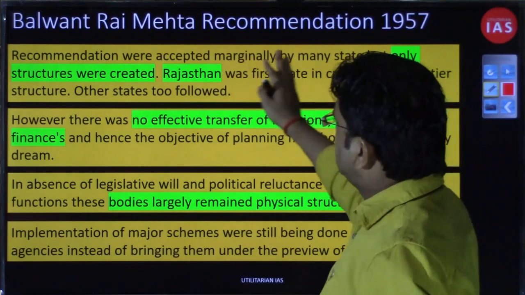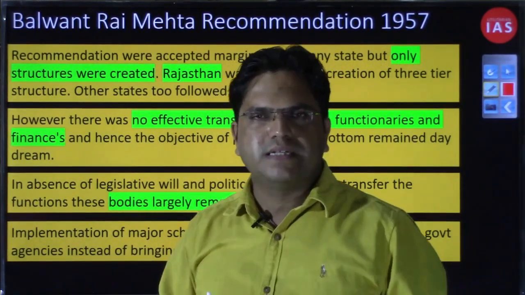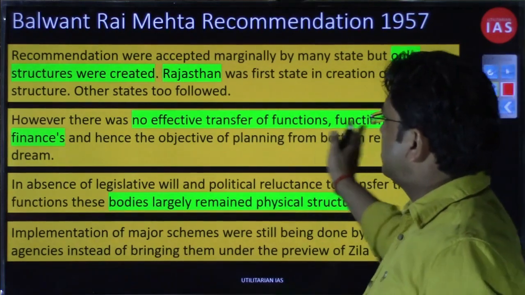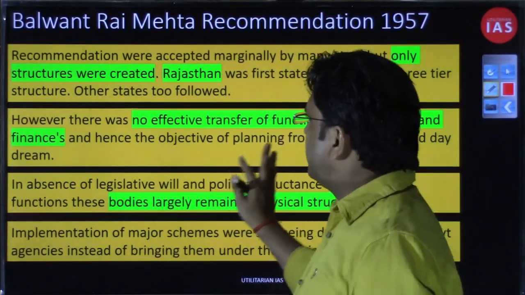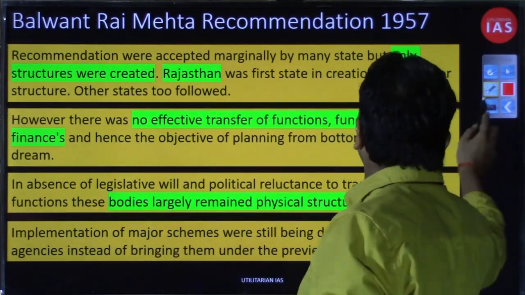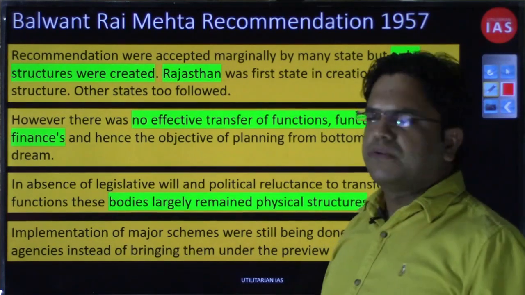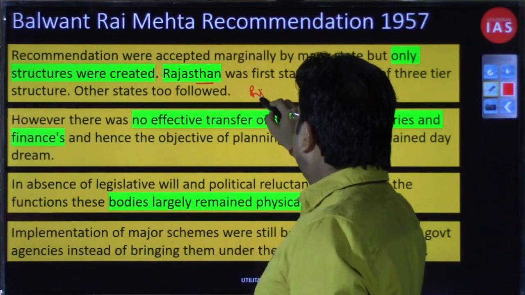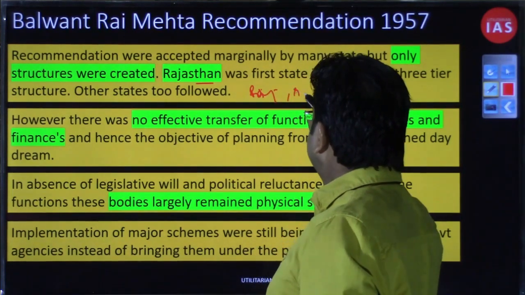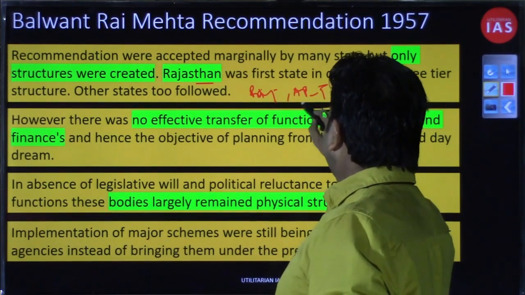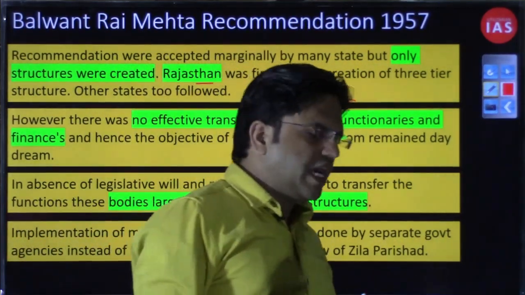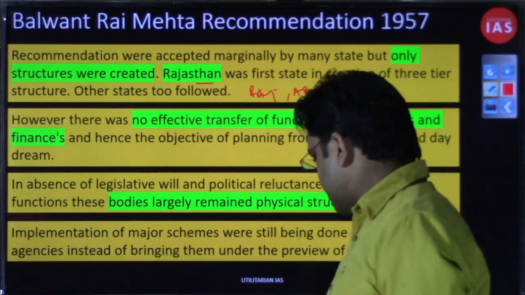How effective it was, that is, to what extent his recommendations were considered, has been put up on this slide. This is a simple thing that you can read when you get the PDF. Let me read it. Rajasthan, Andhra Pradesh and Tamil Nadu were three states, and there were one or two more. So four or five states actually implemented this three-tier structure.